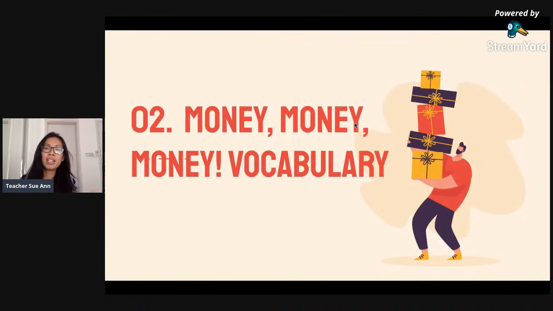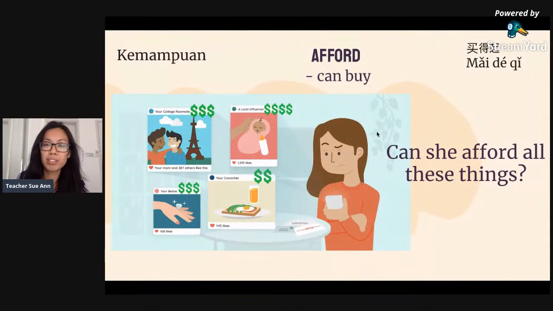Money, money, money, vocabulary. All right, so we have money, money, money. We're talking about money a lot because you're talking about the topic of buy it, right? So what kind of vocabulary we need to learn? So we're going to learn about a few. Okay, afford. Okay, it means you can buy. Ada kemampuan, mampu. Can she afford all these things? Bolehkah dia mampu membeli all these things?